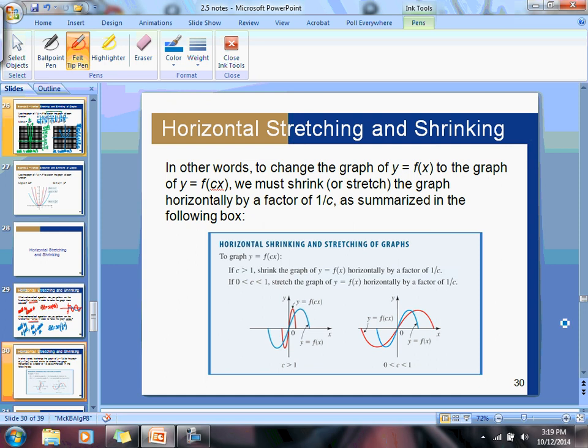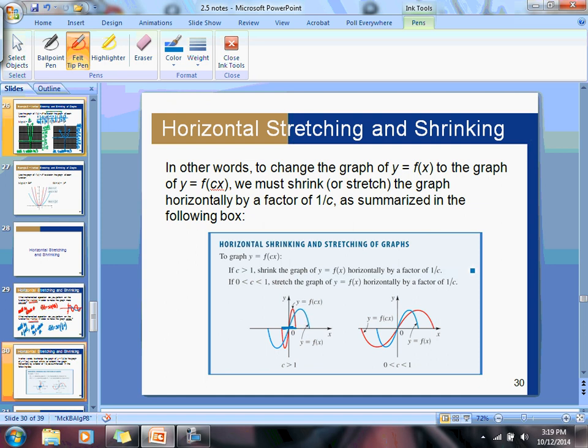So when you are trying to shrink a graph, you're going to multiply by a whole number. So here's your original graph in the blue on the left, and then your new graph, the f of cx, that's when you're multiplying it by a whole number, and that's the graph in red. Notice that it's really, really skinny now. It's all compressed, it's shrunk. You're covering less space on the x-axis with your graph.